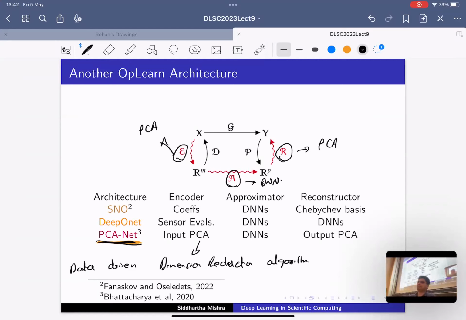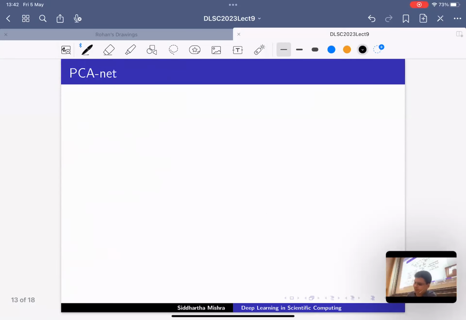So earlier, with SNO, we were fixing the basis. With DeepONet, we were learning the basis at least at the output, whereas at the input, we were just taking point-wise evaluations, which actually, if you take a nice enough set of points, is fixing the basis. Here, instead, we do a PCA. PCA is a finite dimensional, well-defined algorithm. Let me very quickly cover it.